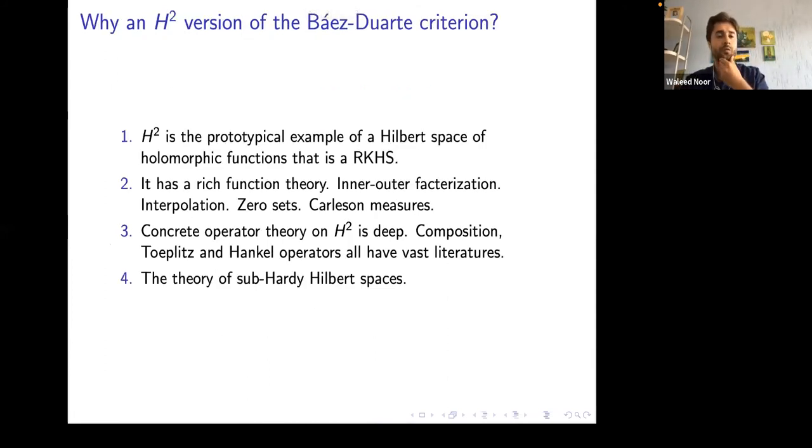Okay, so why an H2 version, a Hardy space version of the Bayes-Duarte criterion? Well, first of all, H2 is the prototypical example of a reproducing kernel Hilbert space of holomorphic functions. It's a very classical space. It has a very rich theory in terms of factorization, interpolation, zero sets, Carleson measures, a rich function theory, basically. And also the concrete operator theory is quite deep in the Hardy space. So there's a vast amount of literature.